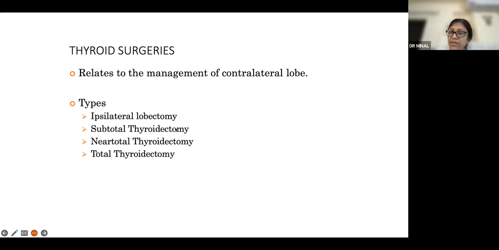Either we go for ipsilateral lobectomy, so one lobe is removed, or we go for subtotal thyroidectomy. It is near total thyroidectomy or the total thyroidectomy. So this is the preferred type nowadays, the total thyroidectomy.